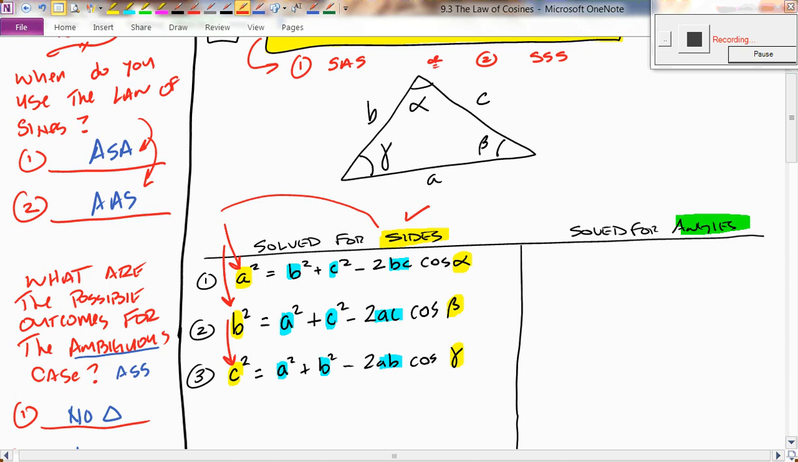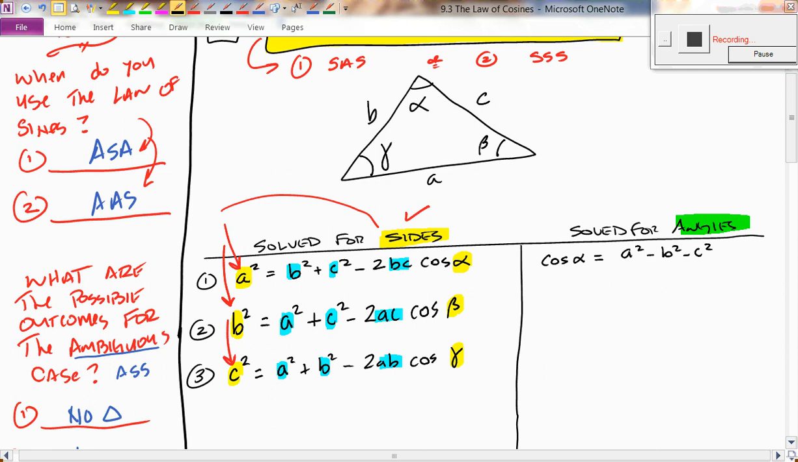But we could also solve these for angles. And here's how it would work. If I want the cosine of alpha, it would be A squared minus B squared minus C squared. I just subtracted B squared and C squared from both sides, right?